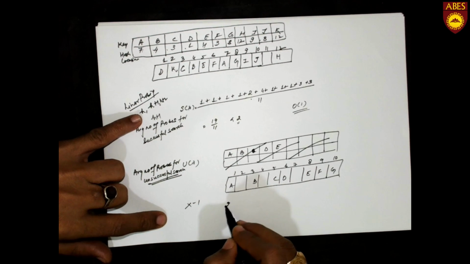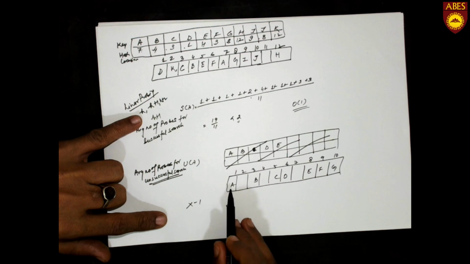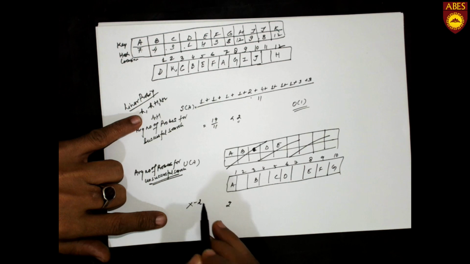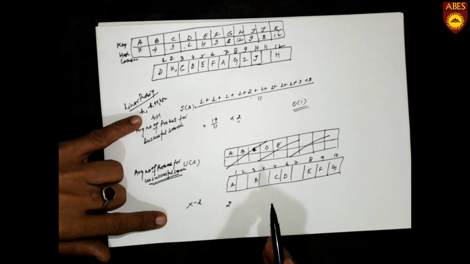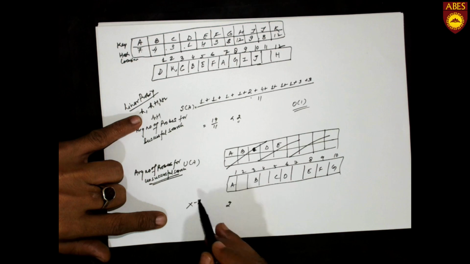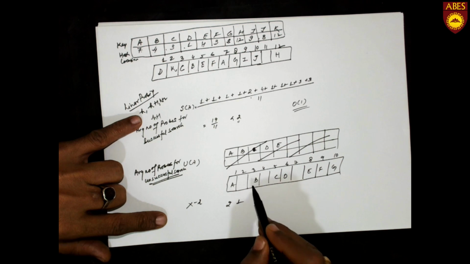So in two comparisons, you have declared that X is not present in the table. One for this and another one for this one. Suppose X has a location 2. If X has a location 2, the location 2 is a blank one. A blank means X cannot be there in the table. So in one comparison only you have declared that X is not present in the table.